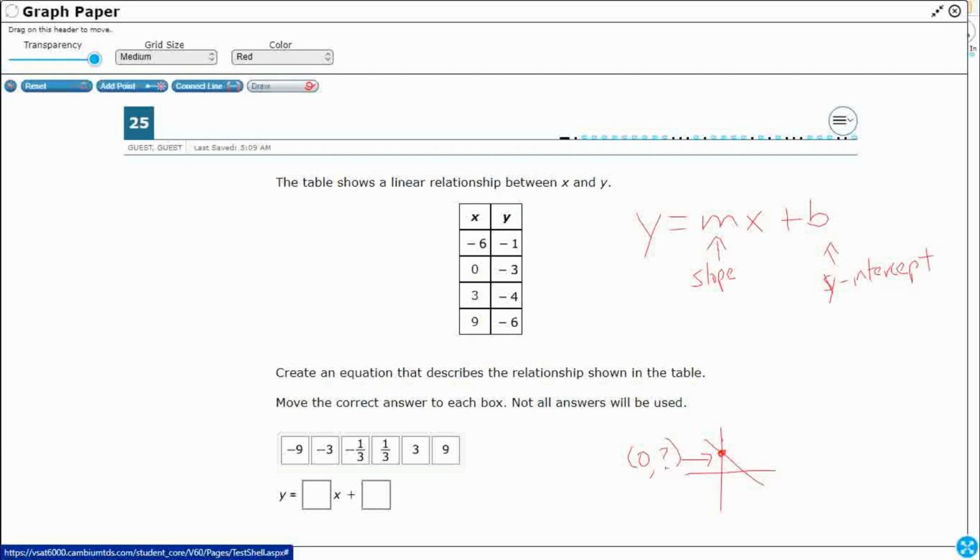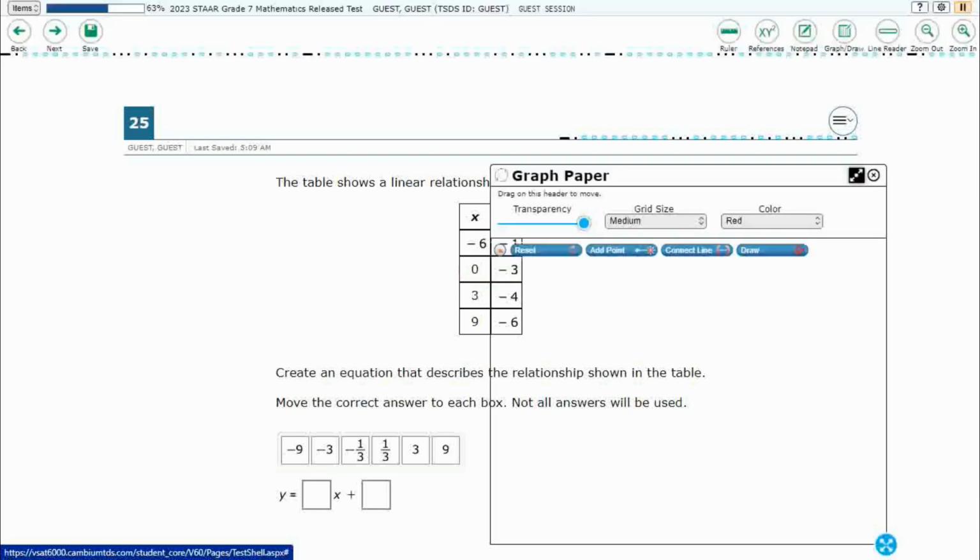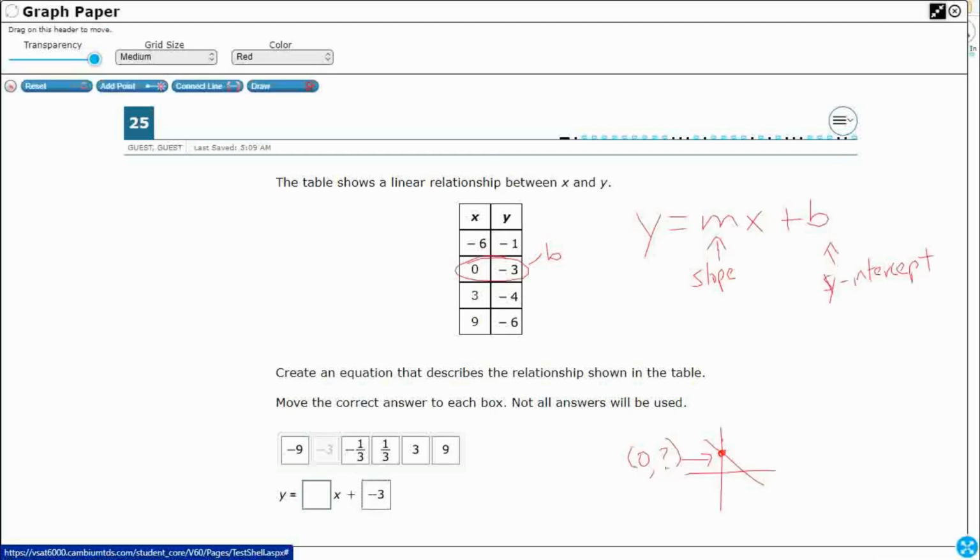And the reason I say that's so easy is because, look, they give us a pair with 0 as the x, which means that -3, that's our b right there. So that is super easy. So without any calculation, we're just going to put that -3 right there. So that is our y-intercept.